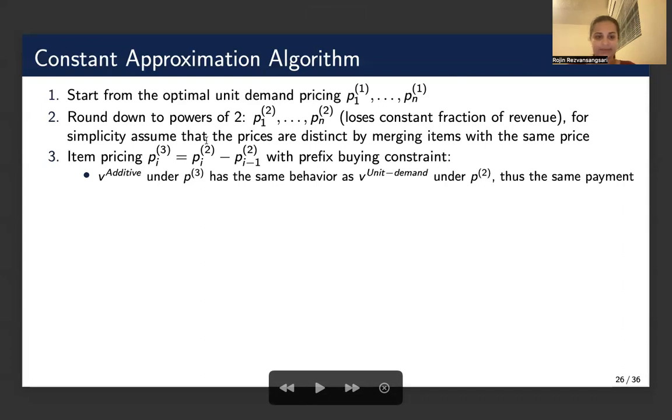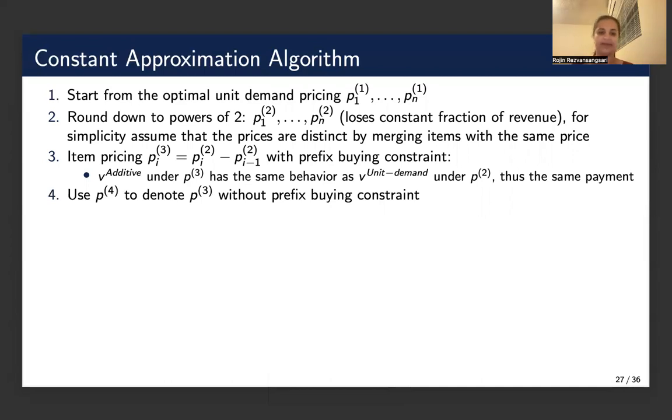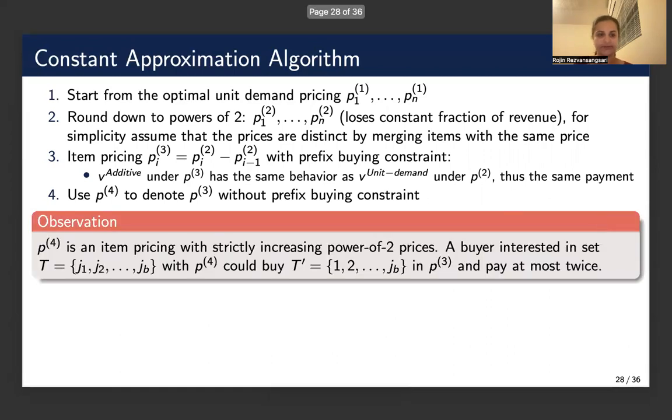And now using this pricing P2, we create an item pricing P3 with prefix constraint, just as we saw in the previous slide. And note that the revenue from P3 with this prefix buying constraint over an additive buyer with upgrade values is equal to the revenue of unit demand buyer with total ordered setting under P2. And now let's say P4 is just the same as P3 except without the prefix buying constraint. Now we have 2 observations. The first observation is as follows.